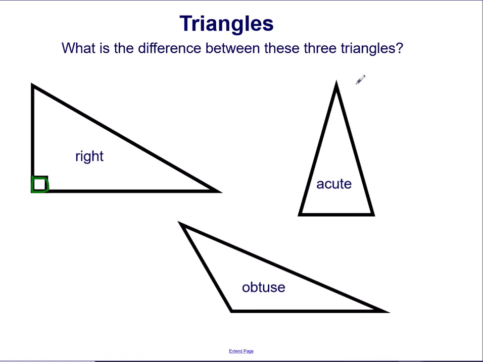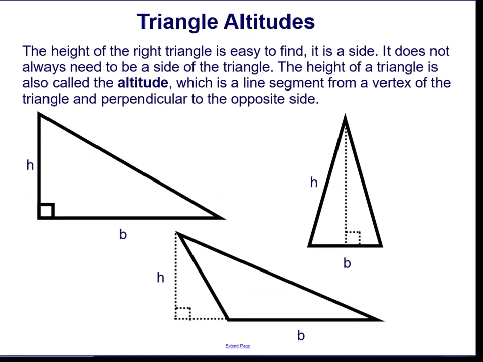So let's take a look at how we can use a formula to find the area for acute and obtuse by looking at some of the differences that we have from the right triangle. The height of the right triangle is easy to find. It's a side. It does not always have to be the side of a triangle. The height of a triangle is also called the altitude, which is a line segment from a vertex of the triangle and perpendicular to the opposite side.